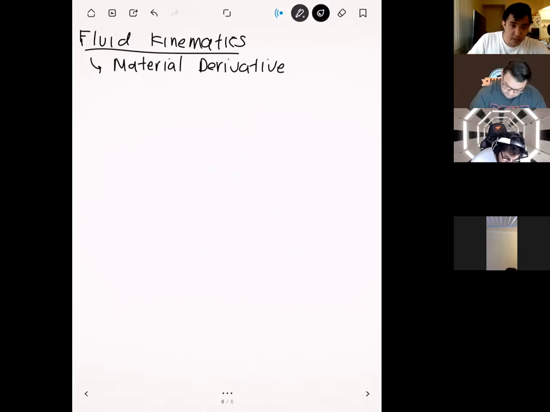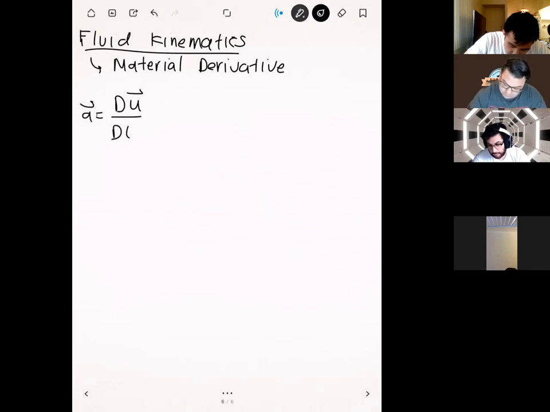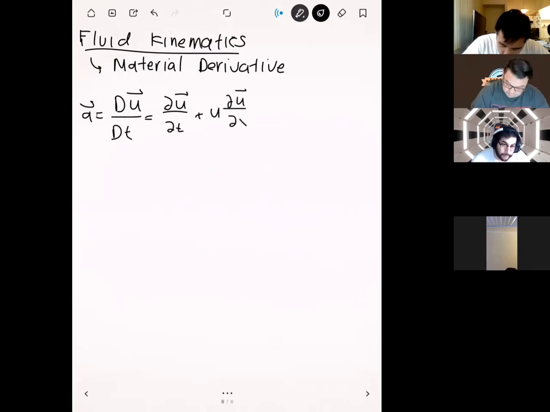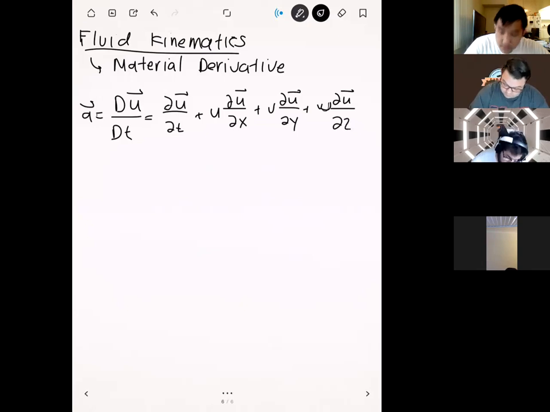In particular, let's look at the acceleration field, which we obtained by taking the material derivative of velocity. So we can say that acceleration, as a vector, is equal to big D U over Dt. Remember, our material derivative had two terms. We had one term for the time derivative, so we have partial u, partial t. And then it had all of the convective terms. So we had u partial u partial x, plus v partial u partial y, plus w partial u partial z.